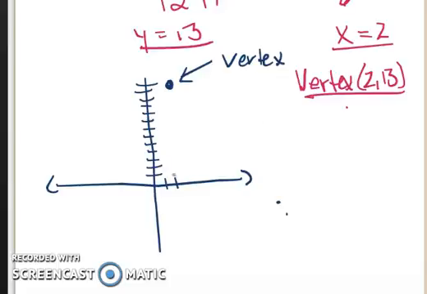Next, I want to pick a point on either side. So it looks like I'm going to pick the point of 1, and I'm going to pick the point of 2, and I'm going to plug it in and solve. Okay, so let's go ahead and do that.